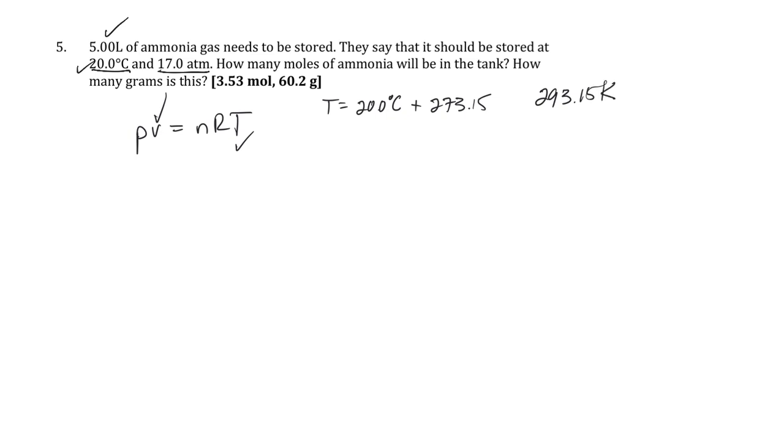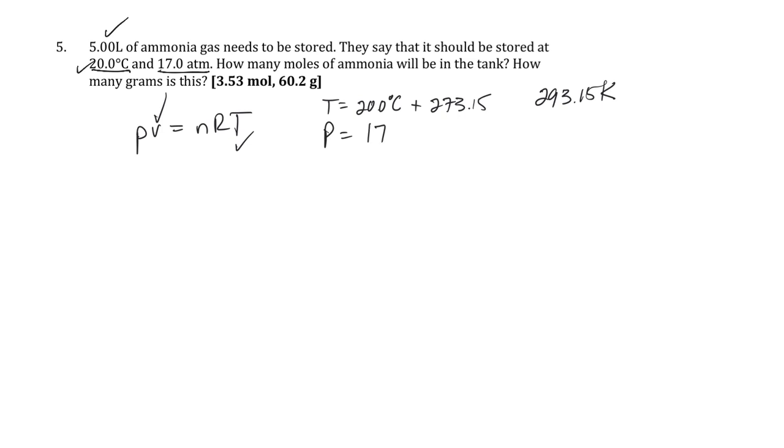So I'm going to use this formula, PV equals nRT, because they gave me a volume right there, and they gave me a temperature right there, which I'll need to convert. Let's change that temperature. So it's 20 degrees Celsius plus 273.15, which would be 293.15 Kelvin.